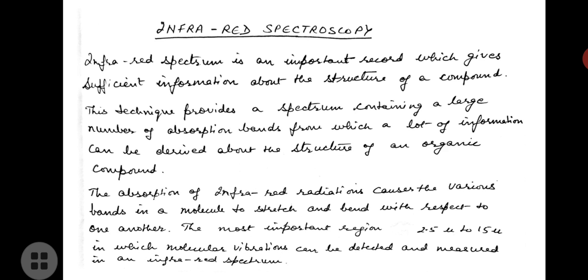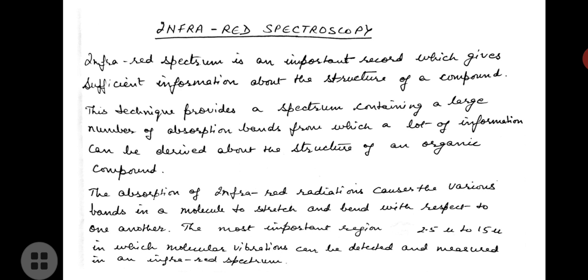IR spectroscopy is also useful in the detection of impurity in a compound by comparing its spectrum with the spectrum of the authentic sample of the compound. A pure sample always consists of sharp peaks and bands, while an impure sample will consist of poor bands and also some additional bands.